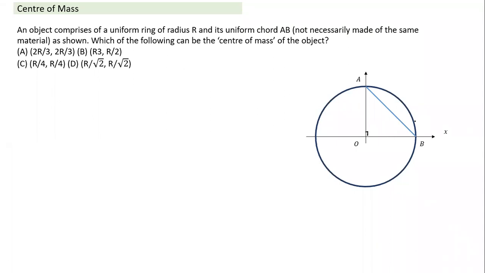If this is also a linear object bent in the form of a circle, the circular ring part will have some mass per unit length, and the rod also has some other mass per unit length. So both lambdas are not the same. Which of the following can be the center of mass of the object? Suppose this kind of thing is given.